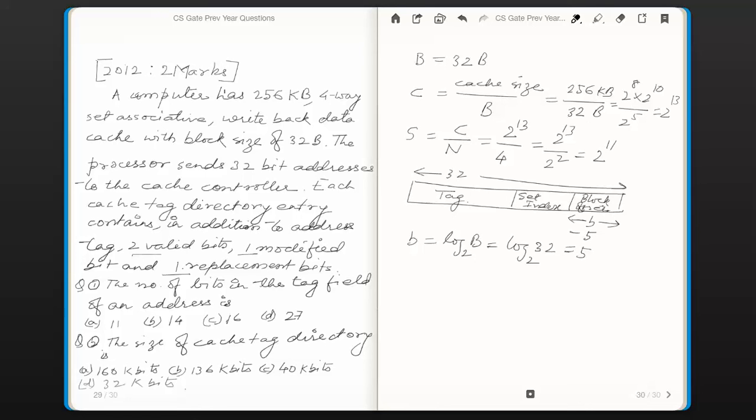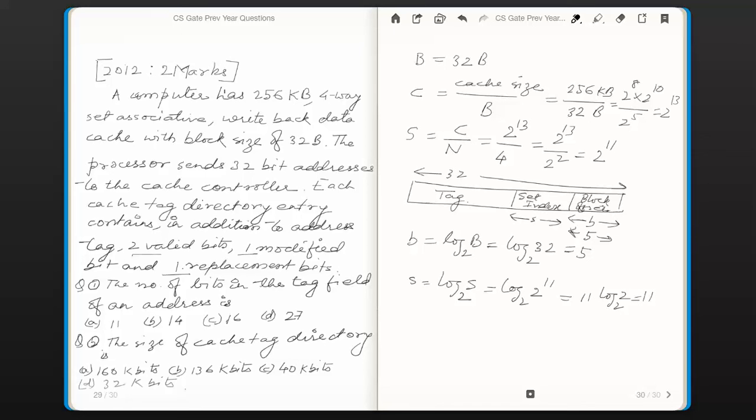So block offset is of size 5 bits. Now set index can be represented as small s, and the formula for small s is log base 2 of the number of sets in the cache. Here this is small s, and this is capital S. Capital S is the number of sets. The number of sets here we have calculated as 2 to the power 11. So log base 2 of 2 to the power 11, bring 11 out of the logarithm. Log base 2 of 2 is 1, so it would be 11.